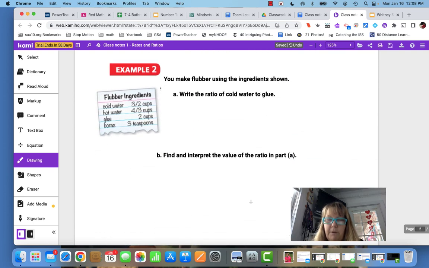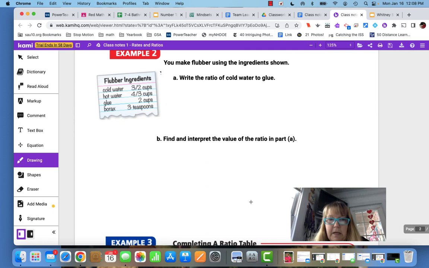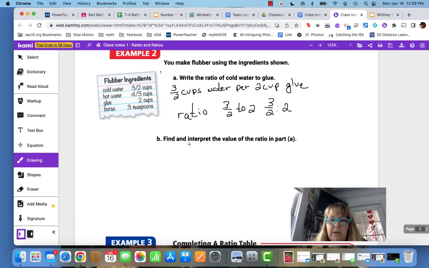Okay, let's do another example. Now you're going to make flubber using the ingredients below. I didn't choose this one. We're going to write a ratio of cold water to glue. Cold water is 3/2 cups of water per 2 cups of glue. And so the ratio is 3/2 to 2.